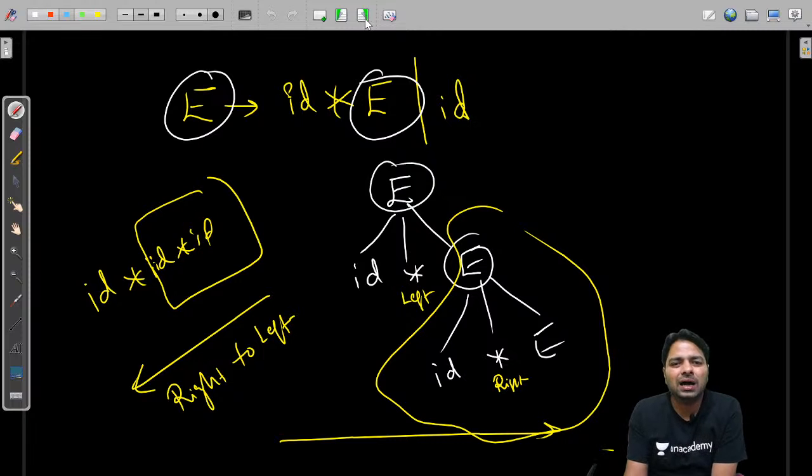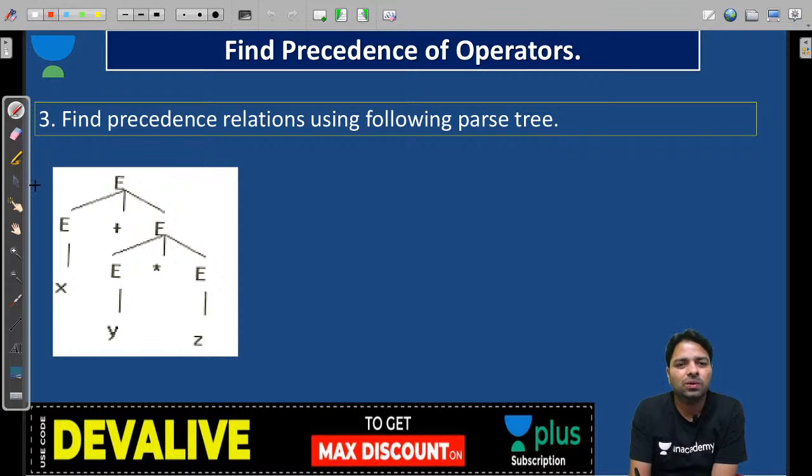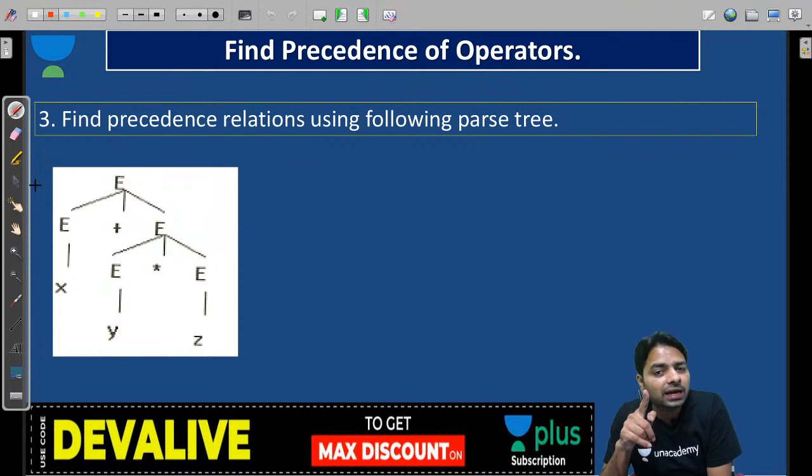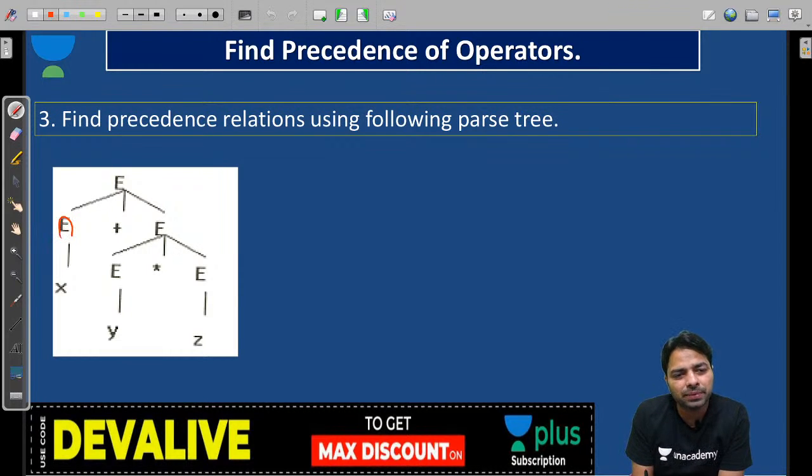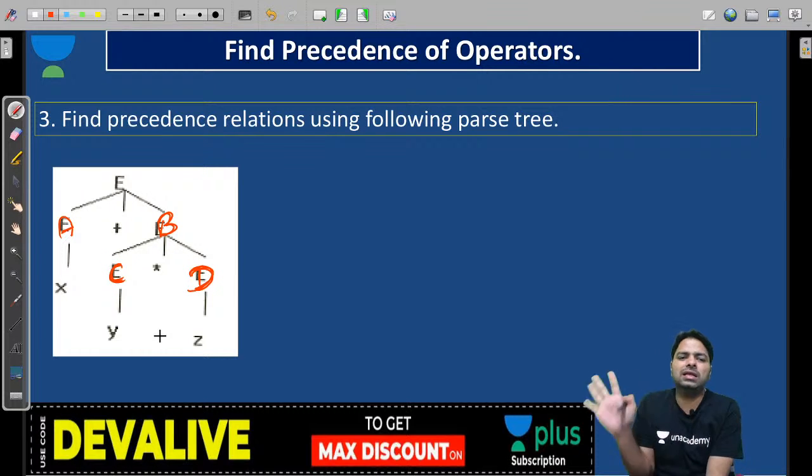And don't assume you are learning everything in the first scan. Sometimes you will get a parse tree, guys, and using the parse tree you have to tell the relations. Here I use the same non-terminal, but usually they don't use it. They may use some A, B, that's the wrong approach, guys. C, D, something like that is what they use. That's all they will give you.